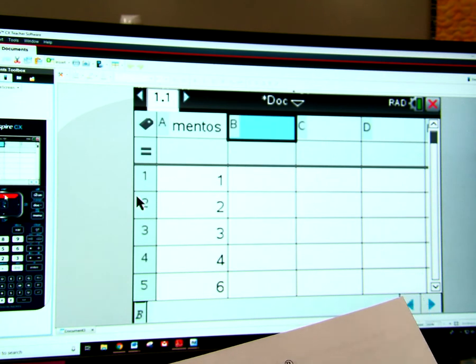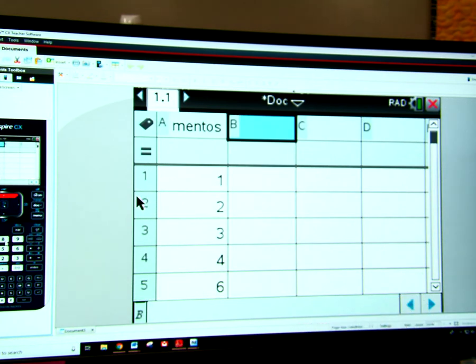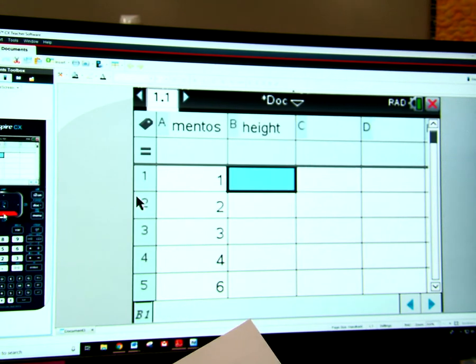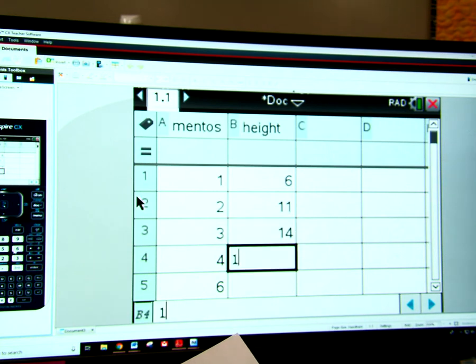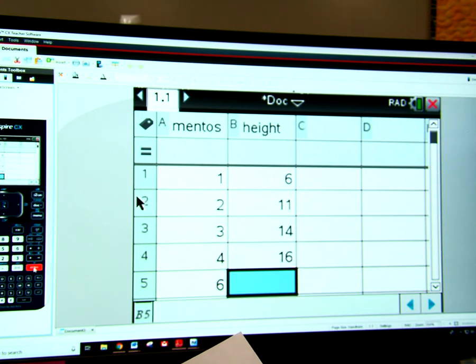What are we going to put in this column? We're going to call it height, aren't we? H-E-I-G-H-T. Down. So in this column, we're going to put 6, 11, 14, 16. Yeah, because we skipped 5 and 7, so we're not even going to worry about those, are we?